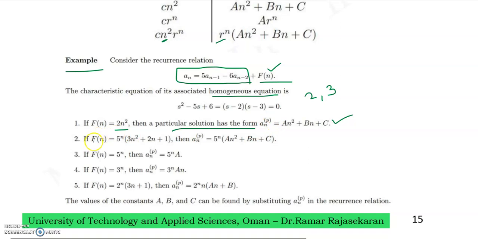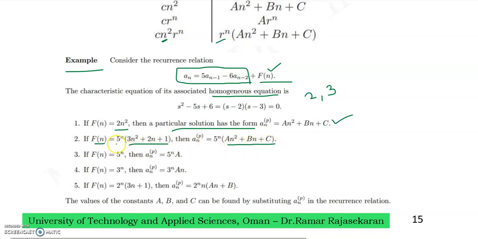Okay. Suppose your f(n) is 3n squared plus 2n plus 1. Now you see here, what is this? This is again a second degree polynomial. Simply, if n squared is given, this is also a second degree polynomial. If this is given, yes, this is also a second degree polynomial. So how do we write the trial function? Yes, an squared plus bn plus c.